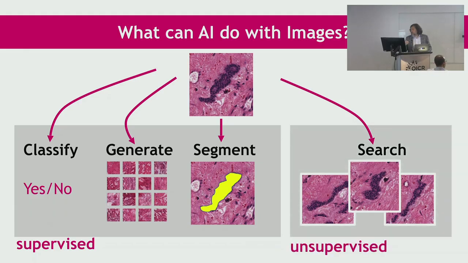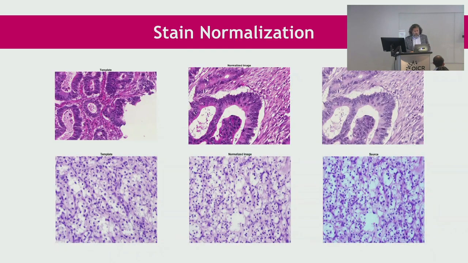The search is fundamentally unsupervised because you cannot train for search. If you train for search, you are doing classification. You are not searching. And perhaps search is a bit easier, but on the validation side it is more difficult.